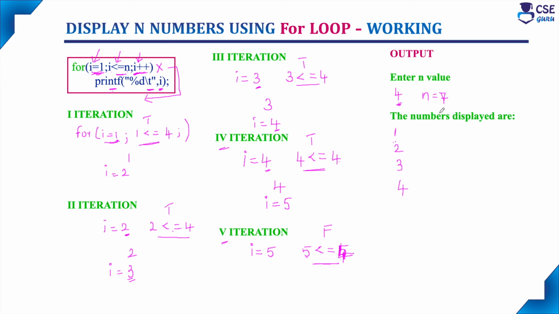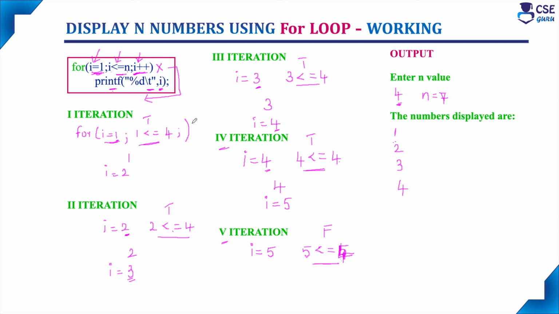So if you have given n value as 7, the total number of iterations it will execute here is 7. If you have given n value as 10, then totally 10 iterations, starting from 1 up to value 10 it will display. So this is the main logic of this program, display n numbers using for loop.